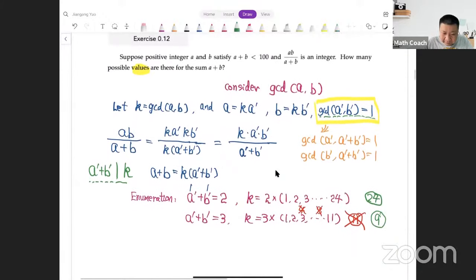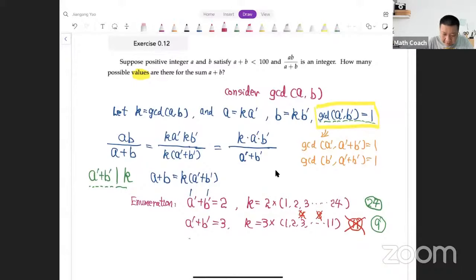So I need a prime plus b prime, that could be 4. And then k equals 4 times what? We don't need that, right? Because it's always a multiple of 4. All the multiples of 4 are already listed. So let's ignore that, and now we just continue to see what could be the case.